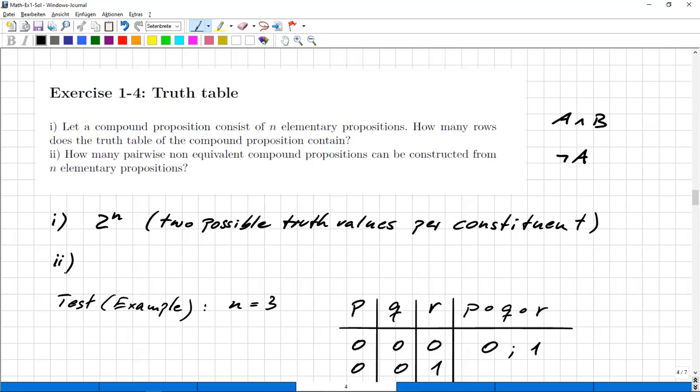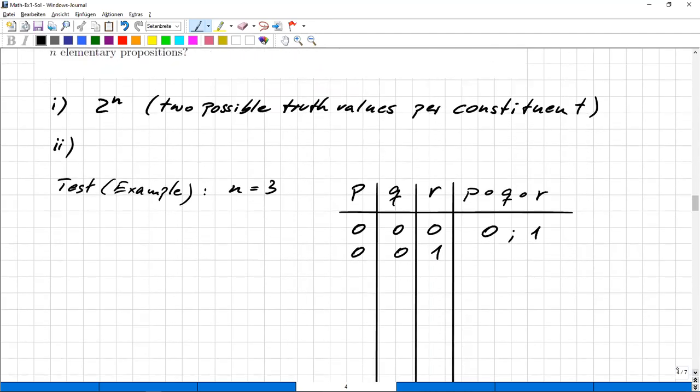So how many pairwise non-equivalent compound propositions can be constructed from n elementary propositions? This is sort of a continuation of part I, because now if we have such a truth table with this number of rows, 2 to the n, the question is, what do we do to construct a new compound proposition without giving it a name? And this is what I do in an example, to lead you a little bit to the answer. Or do you want to ask your question now?